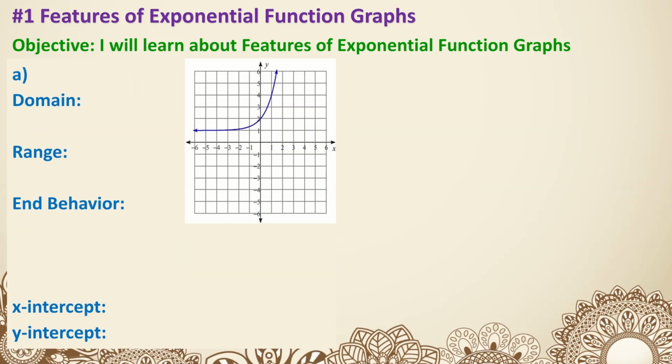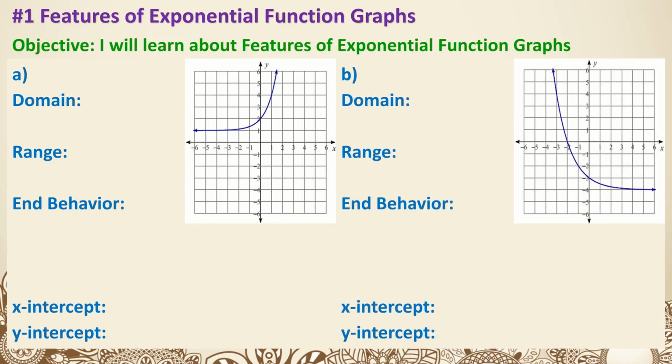So let's have a look at two examples of things that we have learned in the previous unit. Domain for both graphs. Well, for exponential graph, since it's always from left all the way to the right, domain is going to be negative infinity to positive infinity. Doesn't matter the shape of the graph, it's negative infinity to positive infinity.